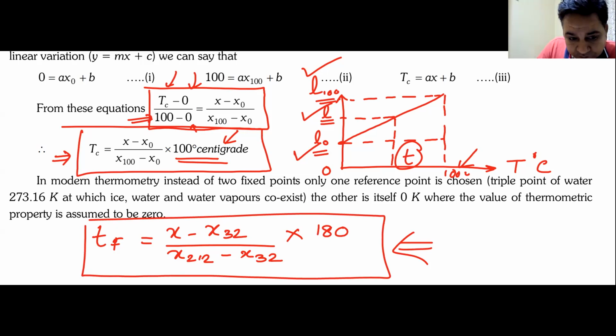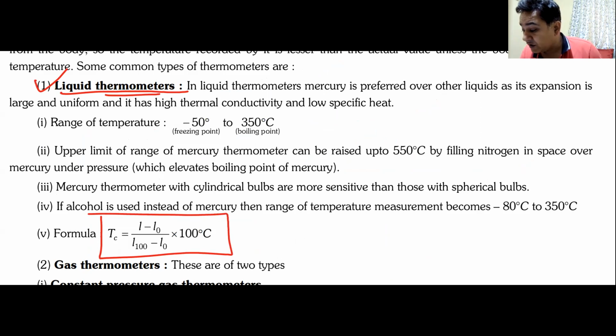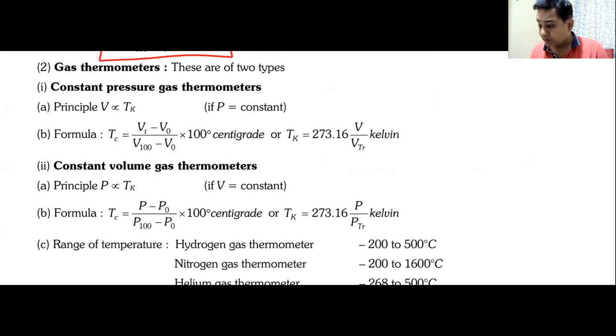Have you noted this down? Yes, sir. Okay. So here is the confirmation of these liquid thermometers. For these liquid thermometers, this is the formula for degrees Celsius that we have already seen and understood. If I talk about gas thermometers, there could be a constant pressure gas thermometer, there could be a constant volume gas thermometer, and for the Celsius scale, this is how the formula looks.